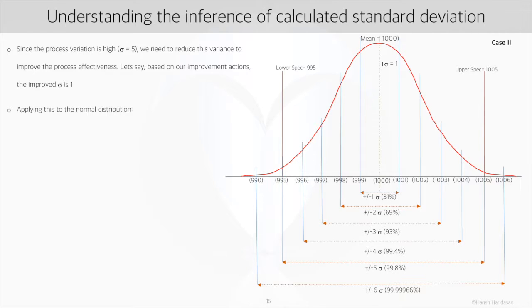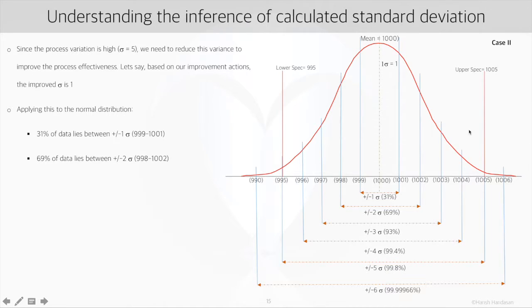So what it means now is that 31% of this new process output will lie between mean, which is 1000, plus minus of 1 time the standard deviation, which is 1 now. So that is between 999 to 1001. So in comparison to the old process where 31% of the output was spread out between 995 to 1005, in the improved scenario, the same 31% is between 999 to 1001.